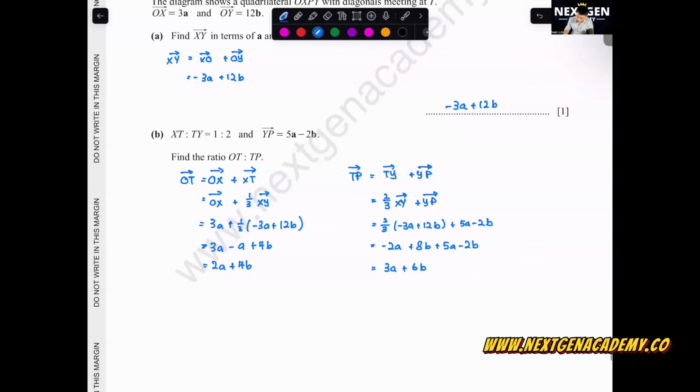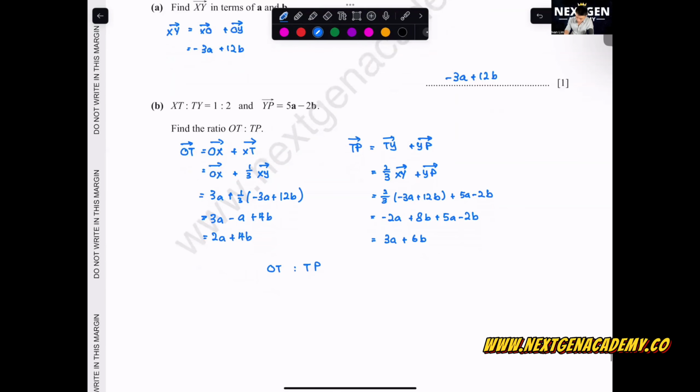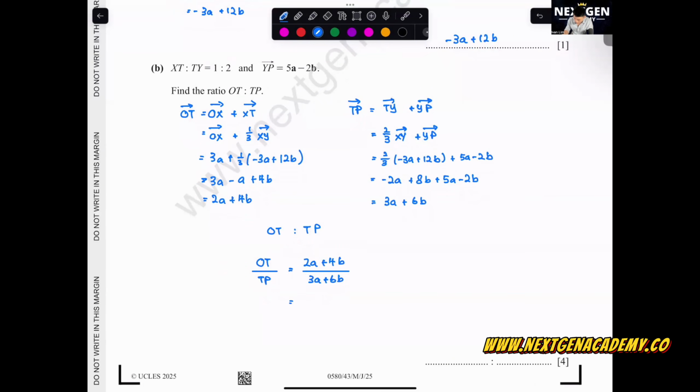Okay, now they want us to present this one, OT to TP. Okay, how can we also rewrite OT to TP? We can always present like that also. OT over TP. Okay, write this down. 2a plus 4b over 3a plus 6b. Okay, I want you all to simplify this. We can factorize out. Here is 2 times a plus 2b. Here is 3 times a plus 2b. Okay, a plus 2b, a plus 2b, these two can cancel off. So OT to TP will be 2 over 3, which is also 2 to 3.